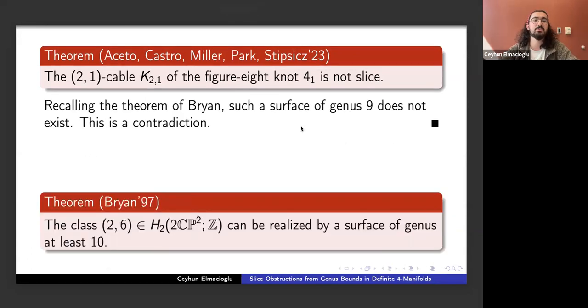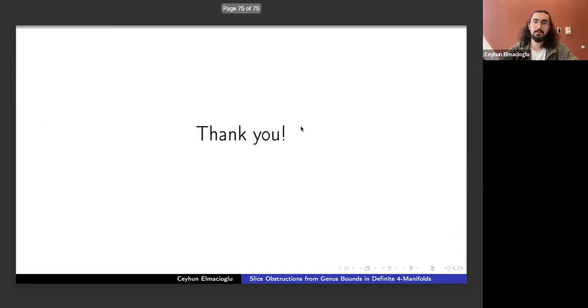But this is a contradiction, because Brian told us that the class 2,6 can only be realized by a surface of genus at least 10. So the 2-1 cable of the figure 8 knot is not sliced. And this is the geometric proof of the theorem that I mentioned earlier. And that was my goal today. So thank you.